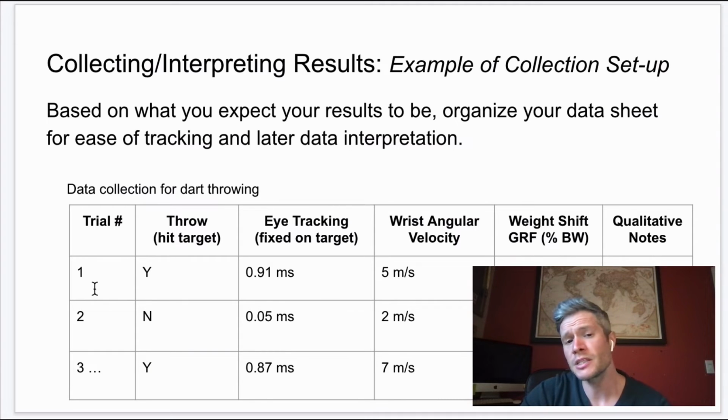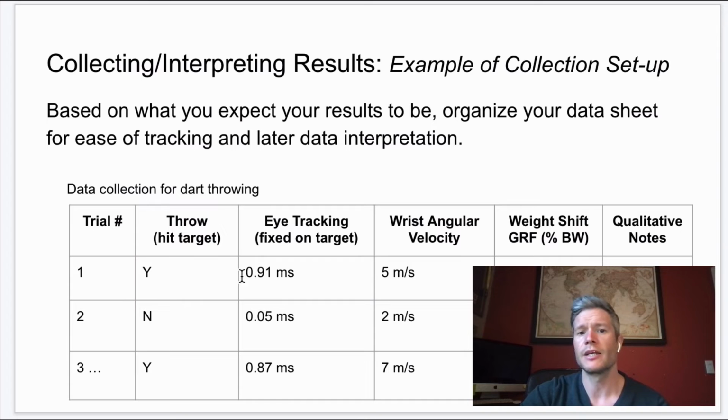Okay, so what I can do now when I have this data, and I thought of this before I went in, like, okay, this is going to be my goal. The critical features are good eye gaze, higher angular velocity versus lower, minimal weight shifts, and just those three. Okay, so I collect my data. I see there's 2 yeses, 1 no. So when I go back and do my analysis, I'm going to compare these.